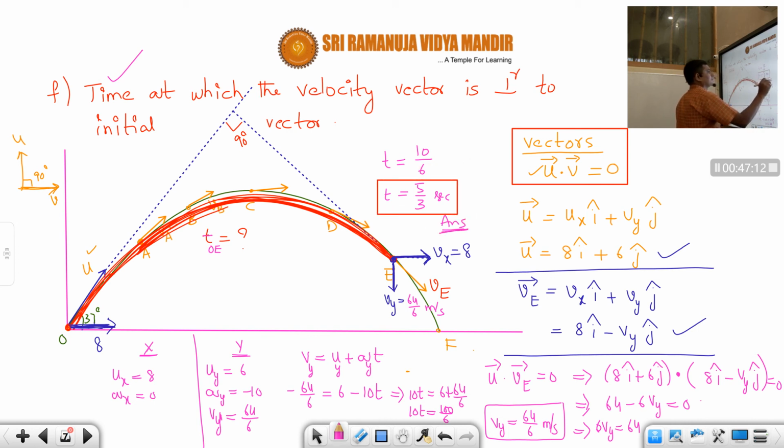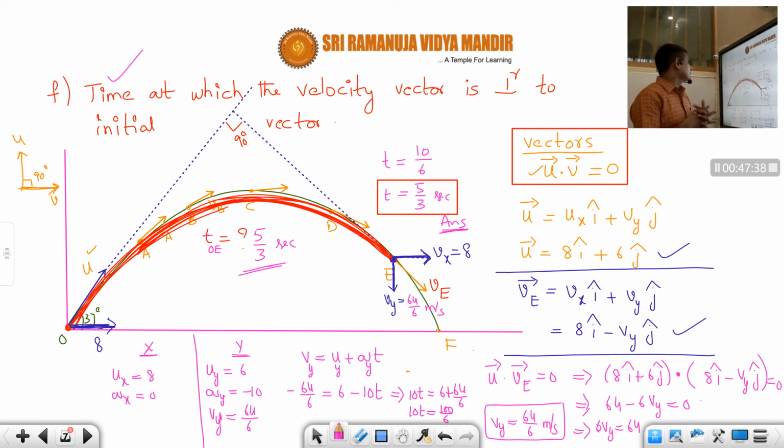This is the final answer. The time taken from O is 5 by 3 seconds. Okay. So actually I think we should start from here. First, as soon as the problem is given, you can write x and y, and then we need Vy. To calculate Vy, I think we have to use this vectors concept. But first you should understand the meaning of this question.